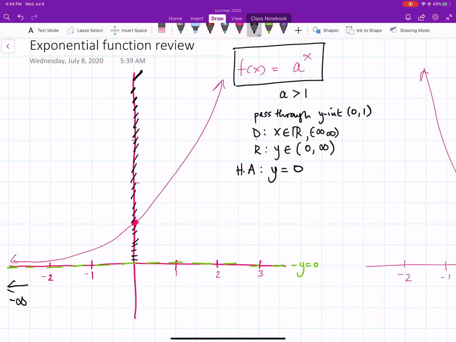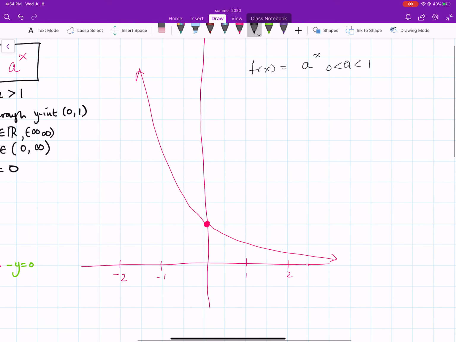Okay, now let's look at the second graph. So the second graph, it looks like it's decreasing rapidly from left to right. And when that happens, the a has to be between 0 and 1. That means that it's a fraction. All right, if your a is a fraction, then the behavior of that exponential function is going to decrease rapidly from left to right.